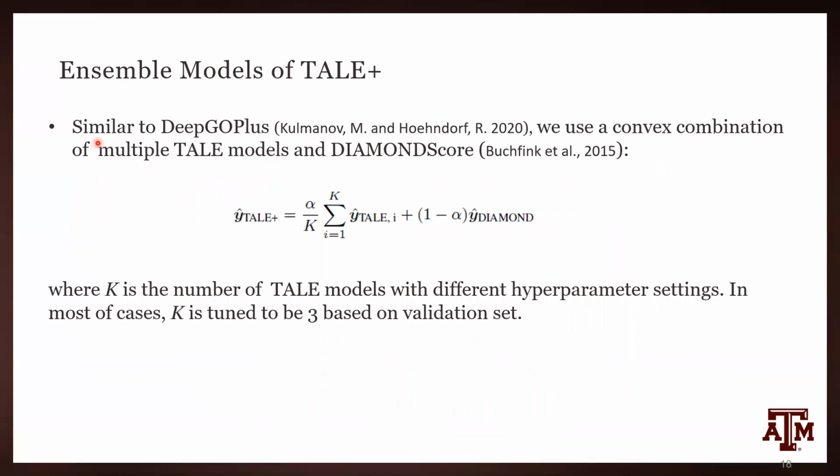So up to here, we have described all the components of TAIL. However, similar to DeepGO-Plus, we actually use a convex combination of multiple TAIL models and Diamond scores. You can see here, the first term is a simple average of multiple TAIL models, and the second term is the Diamond score. We use a convex combination to get our final model, TAIL-plus. K here is the number of TAIL models with different hyperparameter settings. In most cases, K is tuned to be 3 based on the validation set.